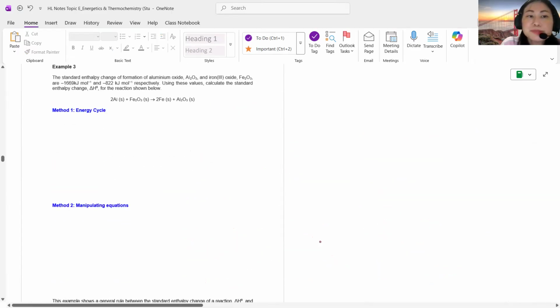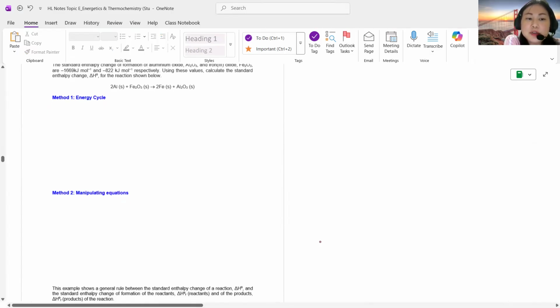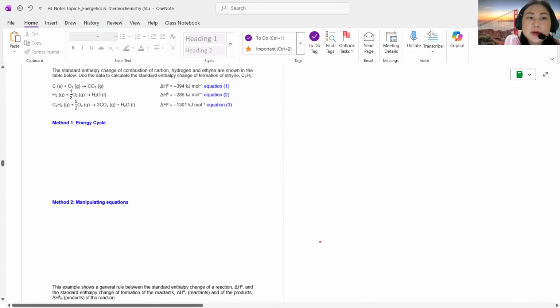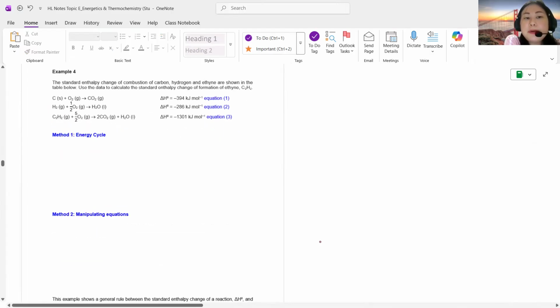Okay. One last try. Now, in this last try, equations are not given, but they are given values here. So let me find another one. Okay. Let's look at example 4. Example 4, if I want to use manipulating equations to find out the enthalpy change. So let's read. The standard enthalpy change of combustion of carbon, hydrogen, and ethane are shown below. So this is for carbon, this is for hydrogen, this is for ethane. All of them shown below. The question says, use data, calculate enthalpy change of formation of ethane.